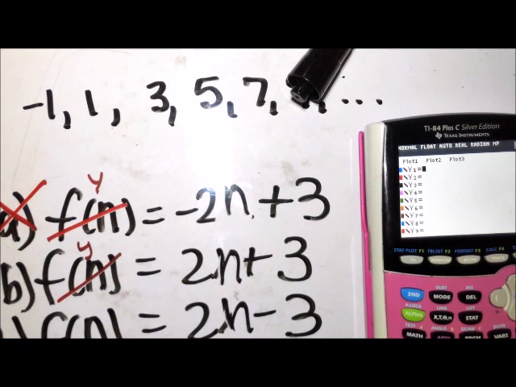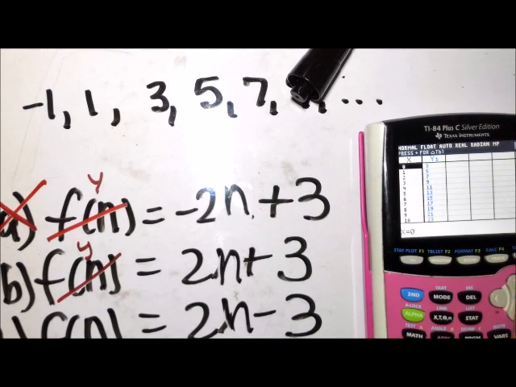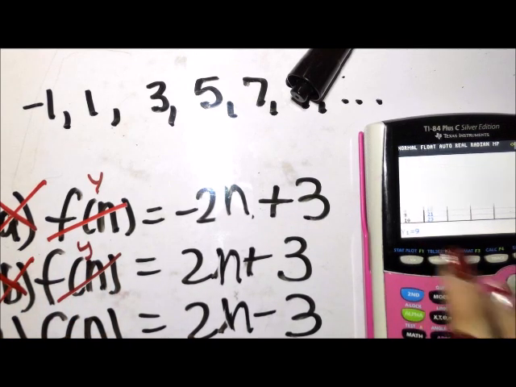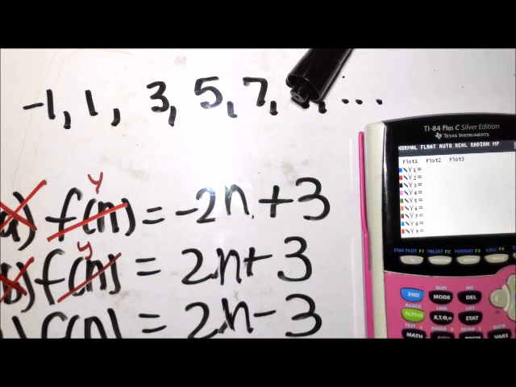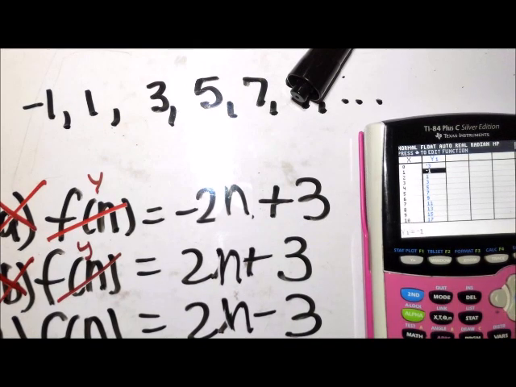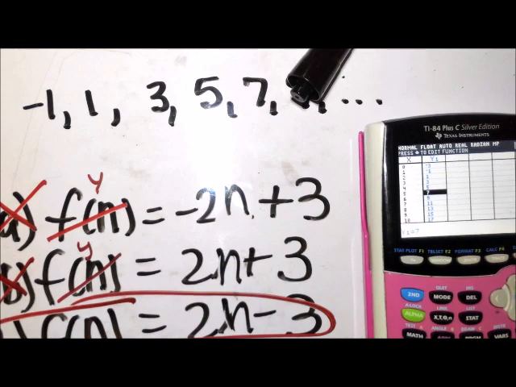Okay, so let's try the next one. I'm going to put in 2x plus 3, second table. Starting at 1, sequences always start at 1. This one starts at 5. 5, 7, 9. So it's close, but no, it's not that one either. Okay, so then I'm going to try my next one, which is 2x minus 3. Second table. Start at 1. Here we go. Negative 1. That's where mine starts too. 1, 3, 5, 7. Yep, there it is. So this is the one that works.